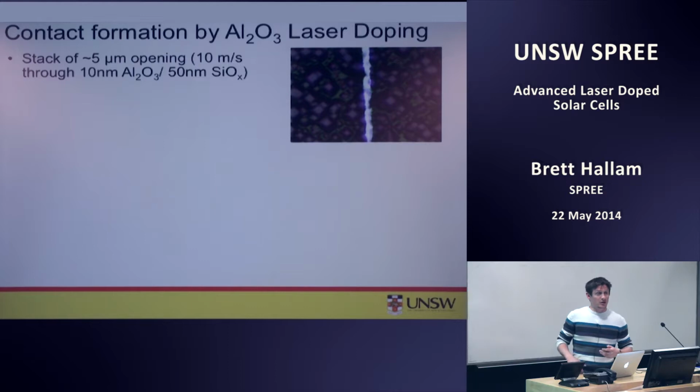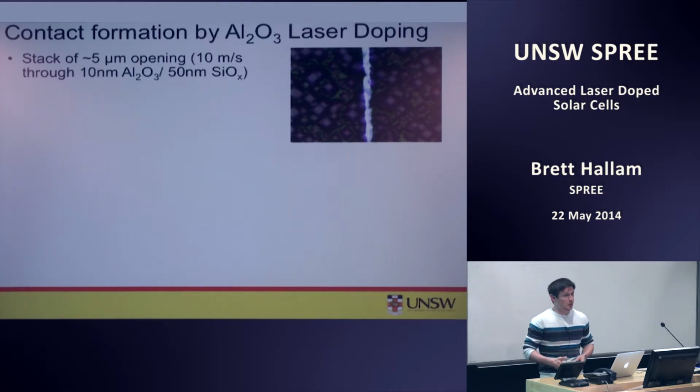And so this is quite comparable with those contact features in the PERL cell using photolithography. So we can see that we've got a highly industrially relevant process where we can have very, very narrow features without too many complicated optics from the laser.